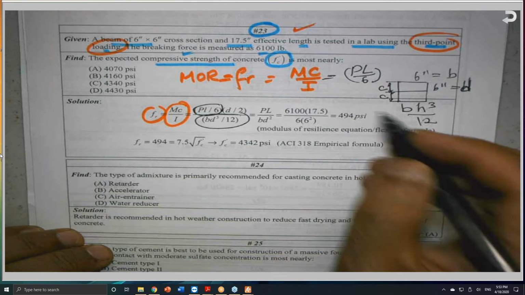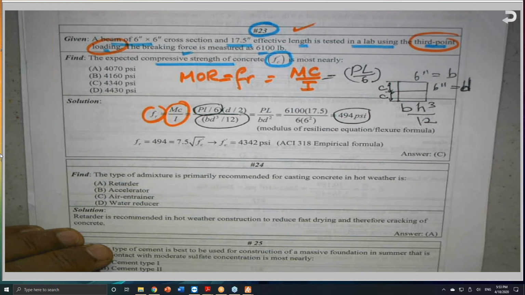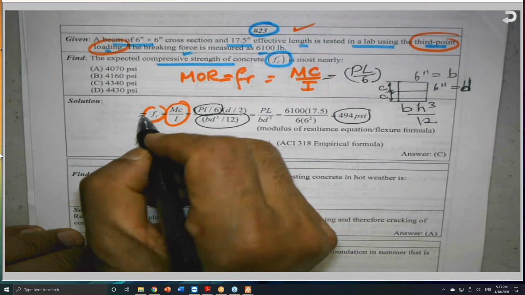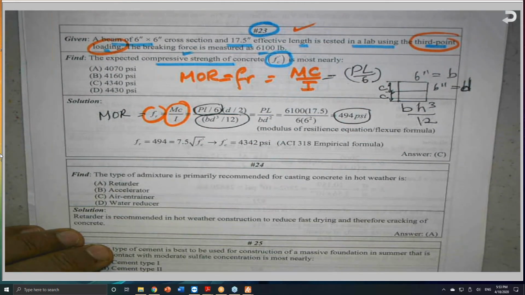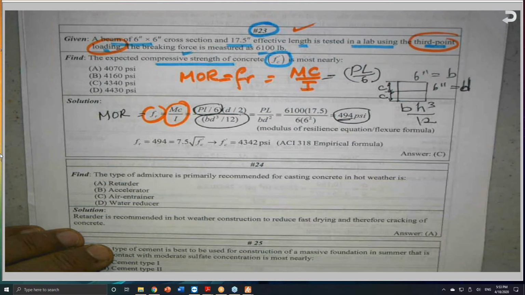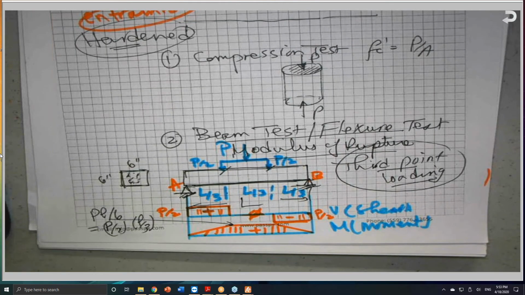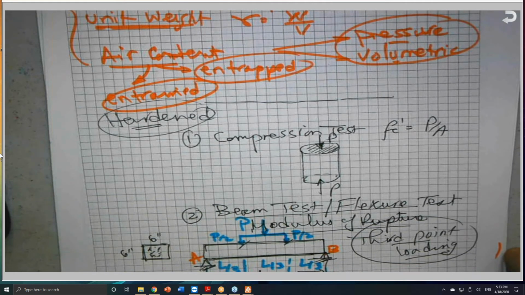So plug all the numbers and we get 494 psi, pounds per square inch. In fact, the modulus of rupture, which is MOR, or flexure strength of the beam, is very small. It is about 10 to 15% of F sub C prime, because concrete is very weak in tension, as all of you know, and very strong in compression. And we consider the modulus of rupture as a measure for the strength of the concrete under tension.